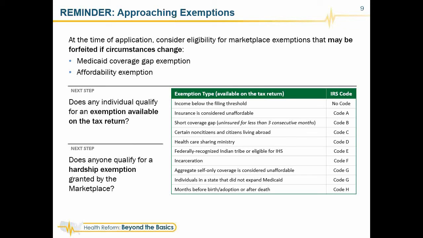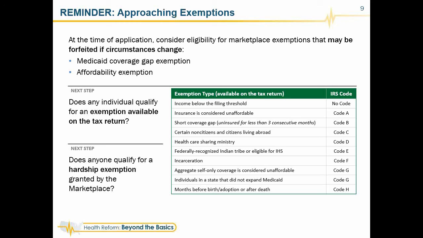For the Medicaid coverage gap exemption, make sure that they go through the marketplace application and get their Medicaid denial, so they can also get the exemption certificate number, ECN, to use on their tax return and claim that exemption. If they're not eligible for that exemption, consider the affordability exemption. If they're eligible at that time, it's best to claim it because by the end of the year, they may have had a change in their household, a change in their income that makes them ineligible for the exemption, and you've sort of missed an opportunity.